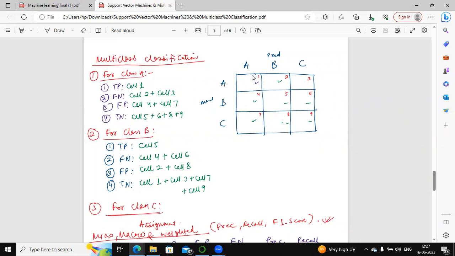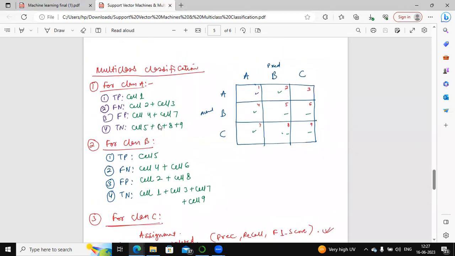Here our prediction is negative and the actual is positive, so that will be false negative. False negative will be cells 2 and 3. Similarly, over here our prediction is positive, but the actual value is negative, so that is false positive: cells 4 and 7.